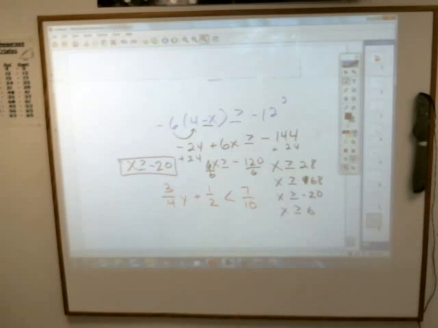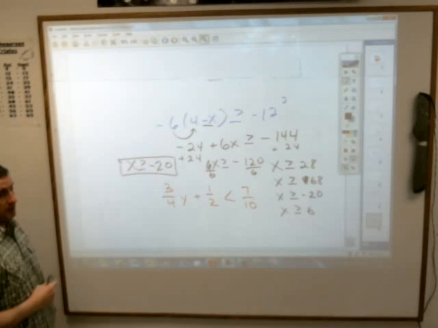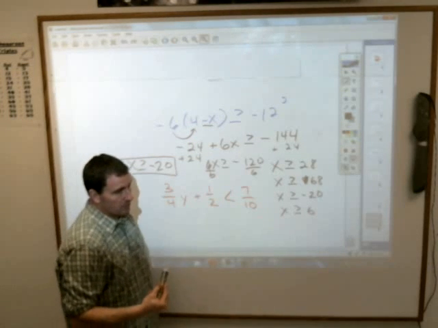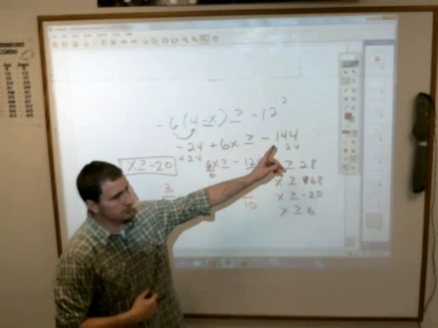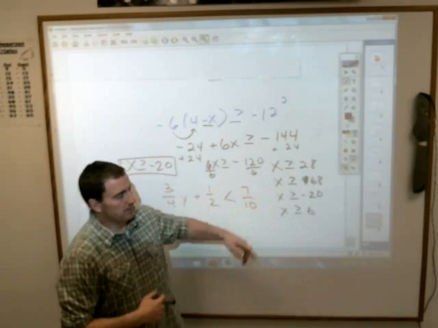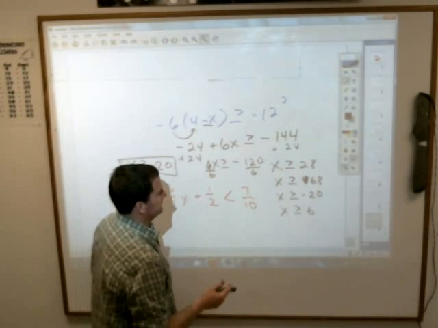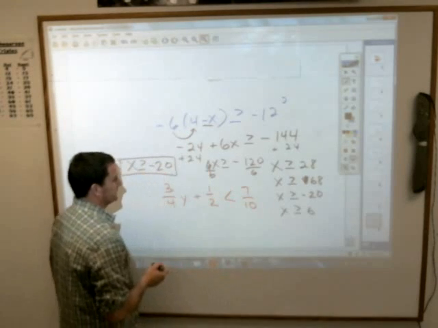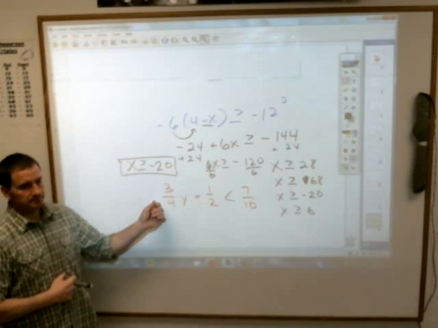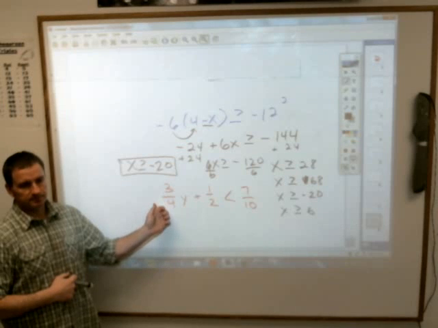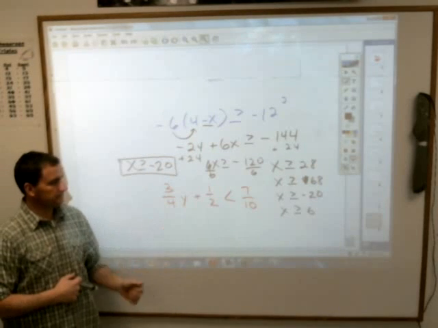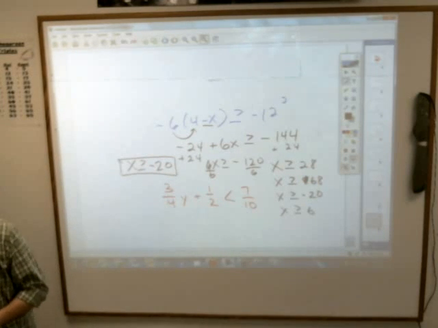Stop me. Ask questions if you don't know where that came from, or make sure you know why you got it wrong. If you got it wrong, how many got it wrong on this? Solving this one. Have we talked about getting rid of fractions before?